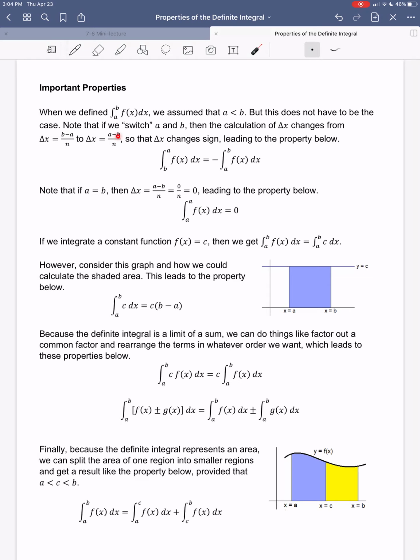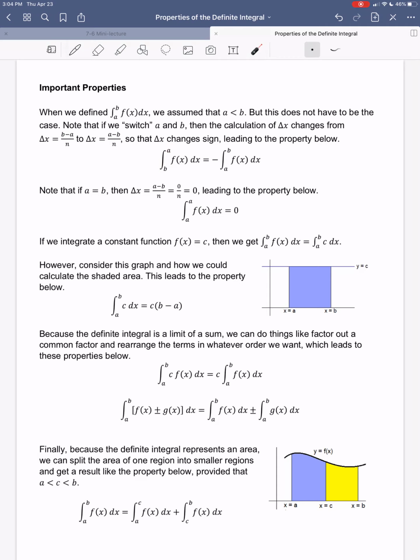Well, switching the subtraction means I get the opposite sign, right? 10 minus 2 is 8, 2 minus 10 is negative 8. So delta x would change signs, and what that really does is it just changes the sign of the answer. So if I'm going to integrate from b to a instead of a to b, it's the same as the integral from a to b, I just have to multiply the value by negative 1. So the integral from b to a is the opposite of the integral from a to b.